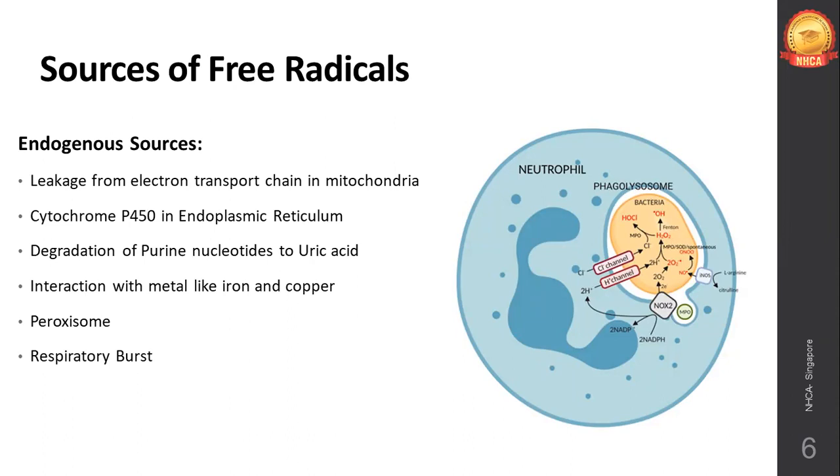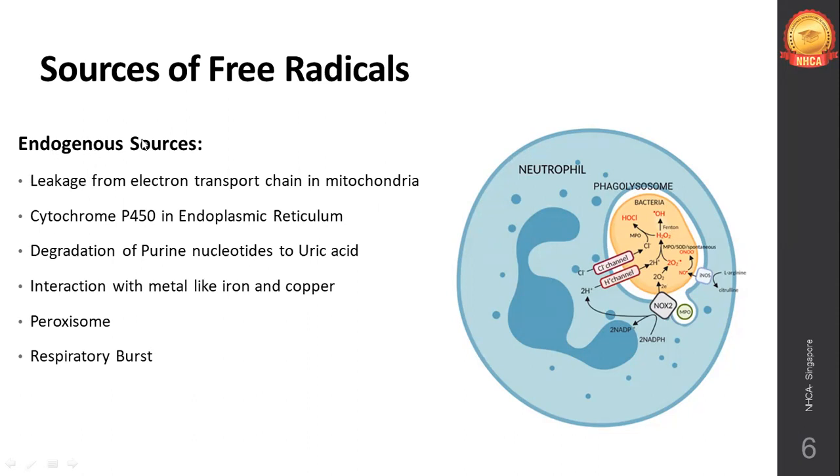Endogenous sources. You don't need smoking, alcoholism, or pollution for free radicals to be made within your body. Because of your own body's processes, your own biological processes, as simple as metabolism, free radicals are created as a byproduct. Free radicals are harmful, very reactive, and responsible for causing cell damage.